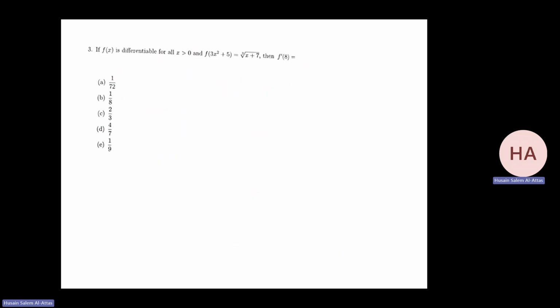If f is differentiable, he has this information where x is positive. F of 3x squared plus 5 equal cube root of x plus 7. You want f prime at 8. There is no f prime here. I will differentiate now.